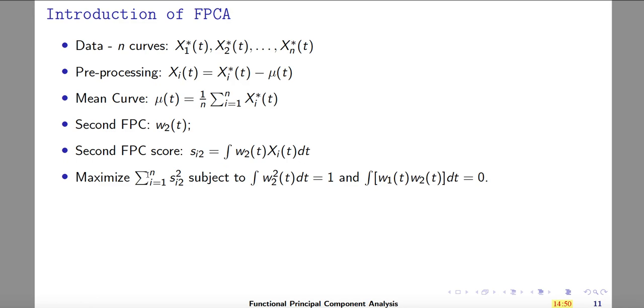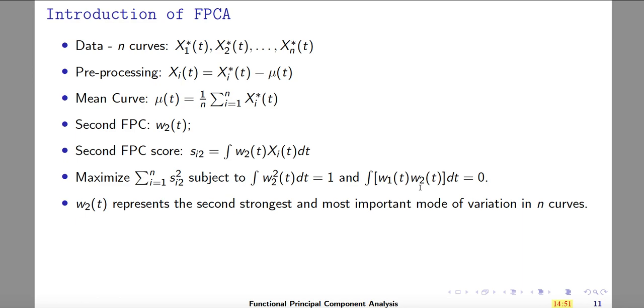Again, this second FPC score has a mean equal to 0. Therefore, the variance is just equal to the summation of the square of S sub i2. Here we will also put the constraint that the length of this second FPC equals 1. And we want this second FPC to be orthogonal to the first FPC. Therefore, we have the constraint that the inner product of W2 of t and W1 of t equals 0, meaning W1 of t and W2 of t are orthogonal to each other. So this is for the second FPC. We have one more constraint.